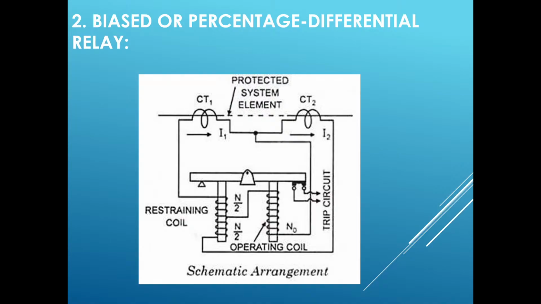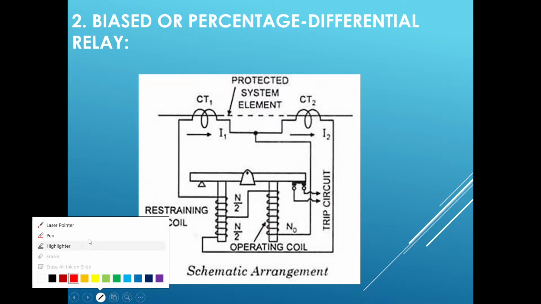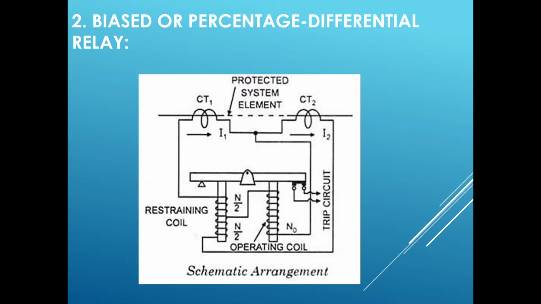an operating overcurrent relay. In the beginning I told you that any type of relay can be used as a differential relay, so here we can use an overcurrent type of relay. If you compare this diagram with your previous diagram, it is somewhat similar.